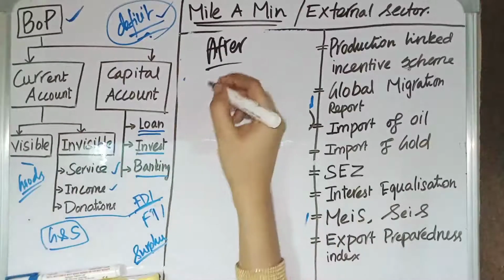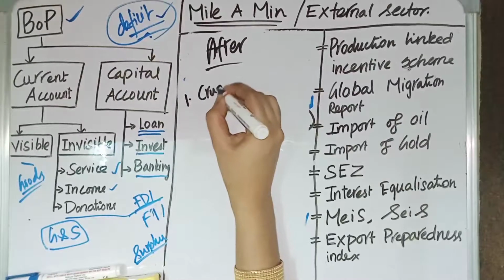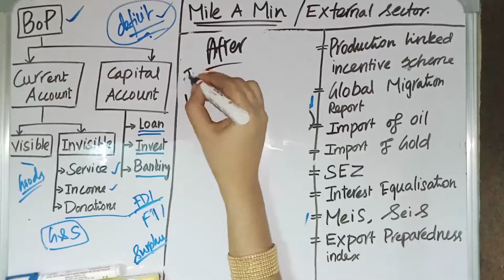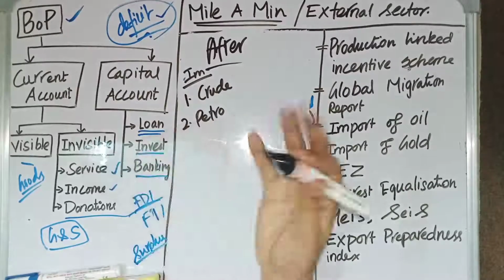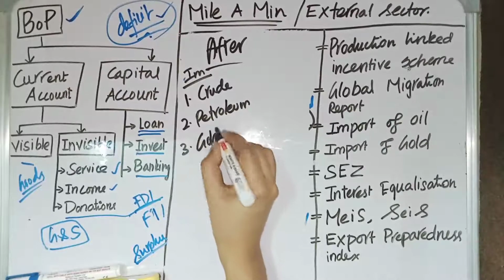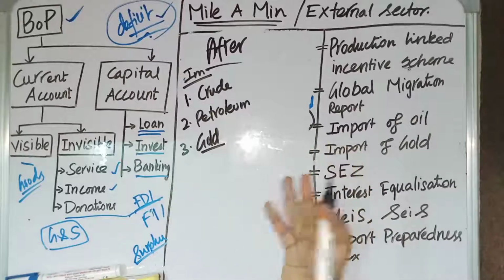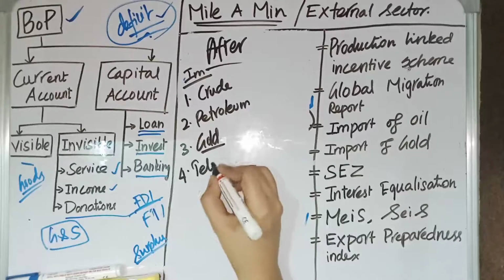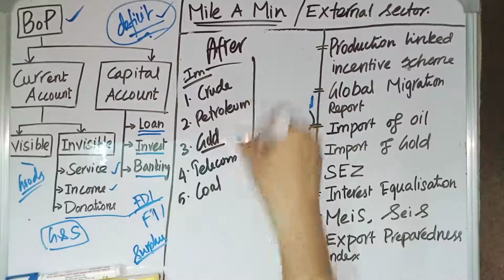exports and imports. So first, the top imports of India. First is crude oil. Crude oil is the top one which we import more. And the second one is petroleum products. Third one is gold. The amount of gold we import is also more because there are no high gold reserves in India. So we import gold more. And the fourth is telecom products, and the fifth one is coal. These are the things which we import more.